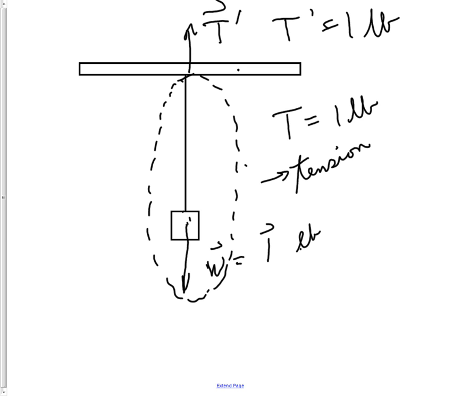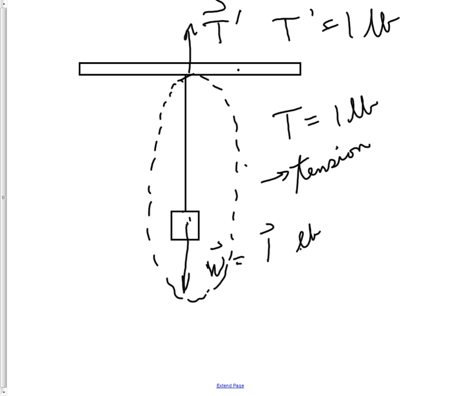1 pound also. Therefore, the tension anywhere in the string, which is the force that the string exerts on something, is always the same if it's a weightless string.